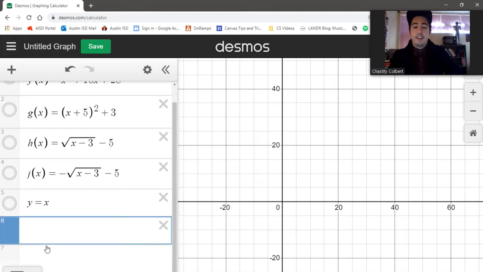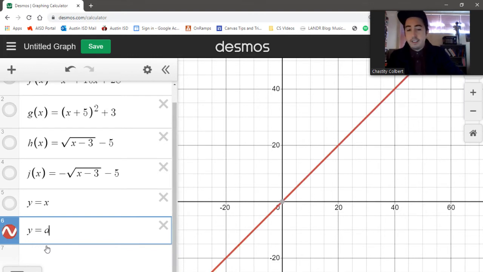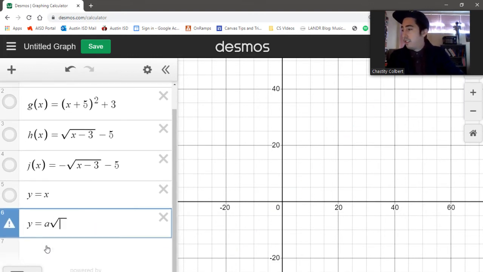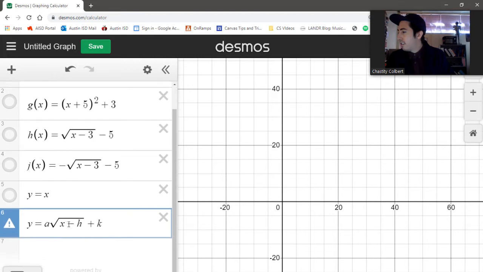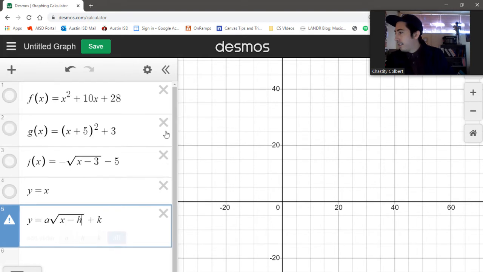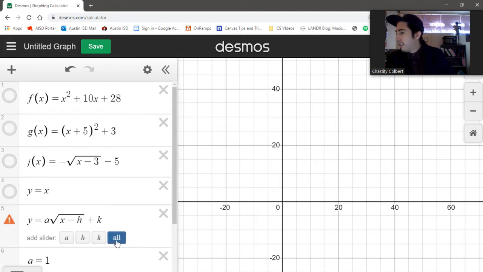So in the same way, it should be y equals a times the square root of x minus h plus k. Can I do that? H is a function. Try using parentheses. Okay. Let me get rid of this. There we go. That was the issue.